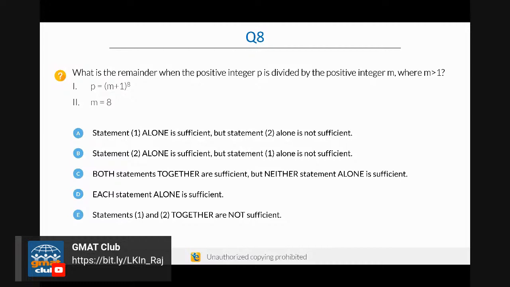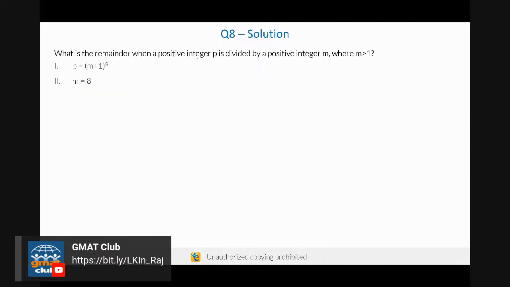Oh, you can't end the poll over here, but let's just go discuss this question. So this is a data sufficiency question, and the question is asking what's the remainder when a positive integer p is divided by a positive integer m, where m is greater than 1. So we have to figure out the remainder when p is divided by m. Not a whole lot is given to us. What we're given is that m is greater than 1, and both m and p are positive integers.